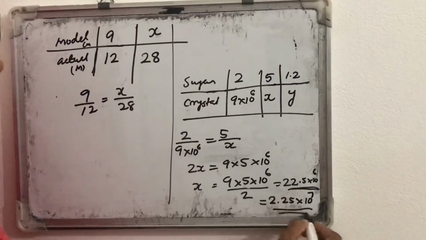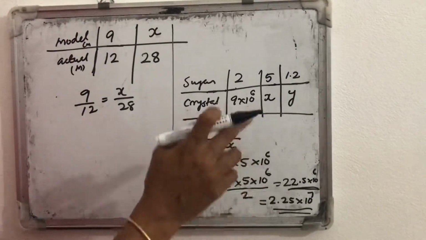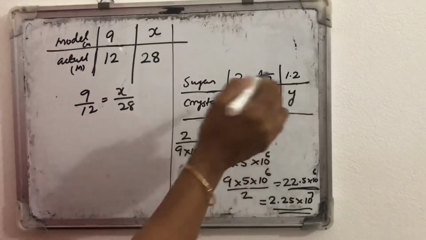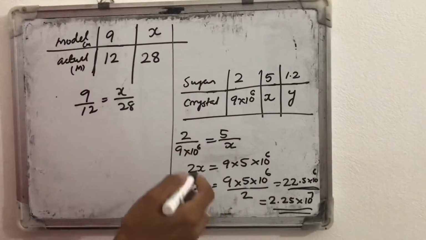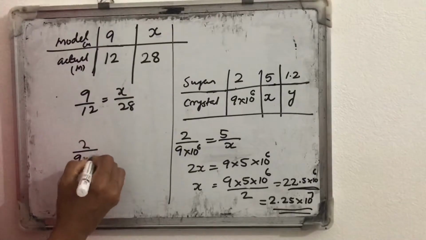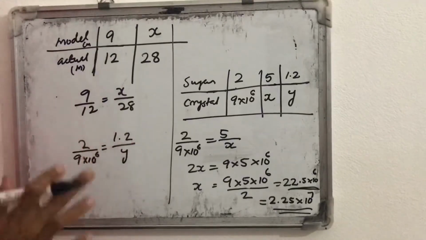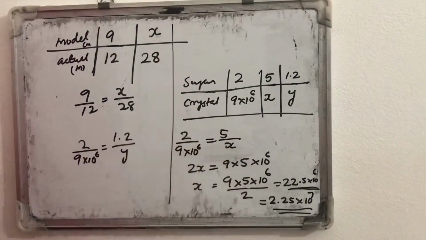Okay, that is a standard form of writing. So that is the answer of x. Just like that, you can find out the value of y also using the same method. From that we can use 2 by 9 into 10 raised to 6 will be equal to 1.2 by y. From this you can find out the value of y just like this calculation.